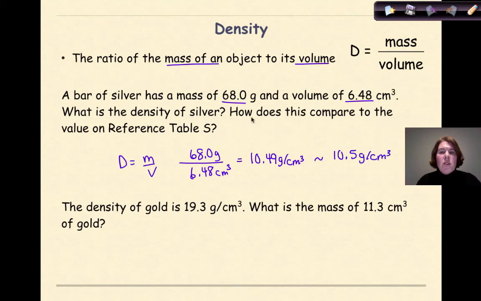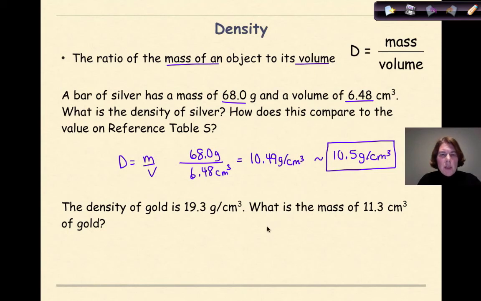And the last question is, how does this compare to the value on reference table S of your reference table? Well, it turns out it's exactly the same thing. So remember, on table S, one of the columns is density, so you want to make sure that you look at that and you remind yourself that the density values are there.